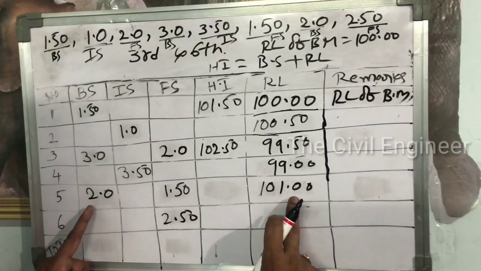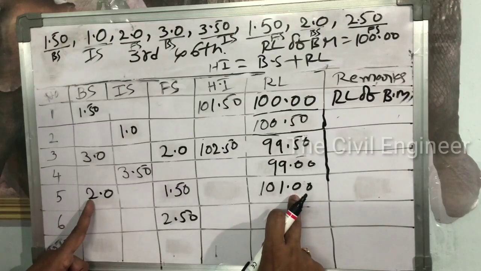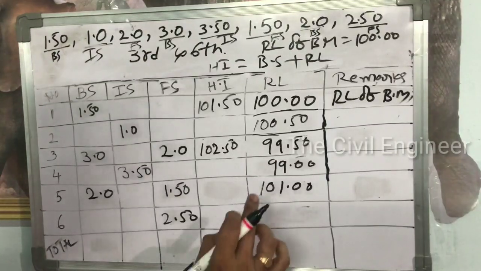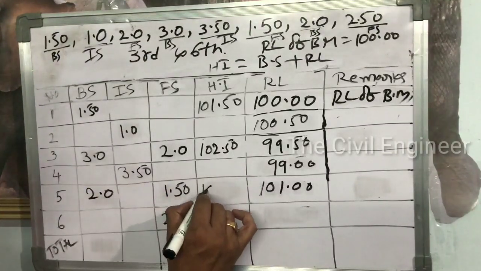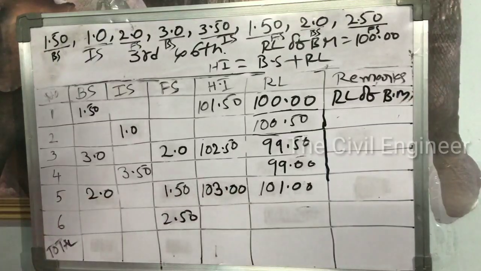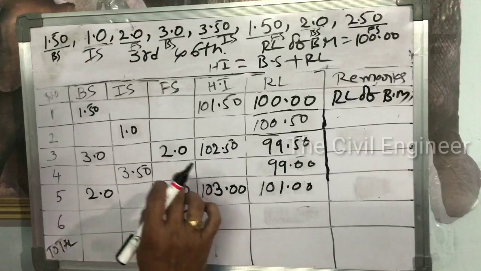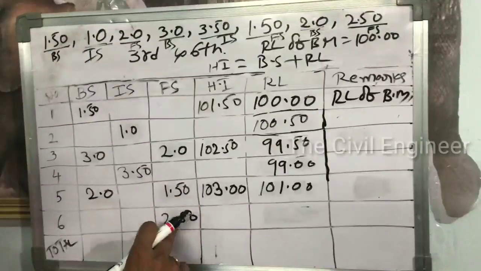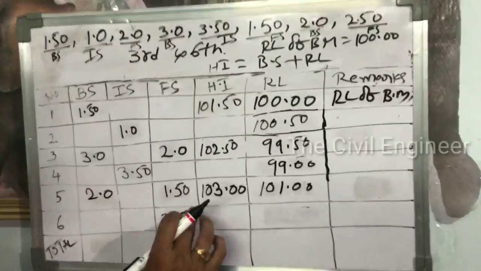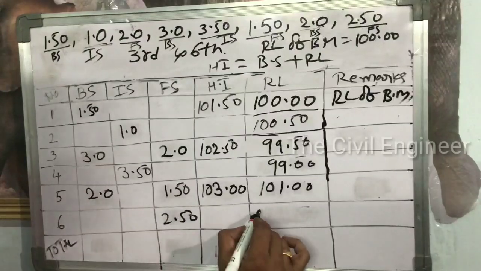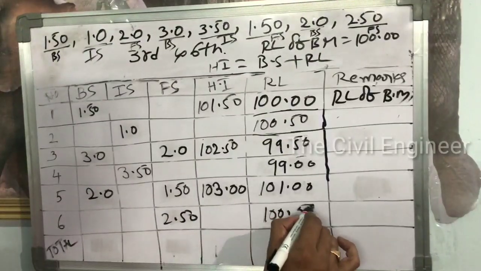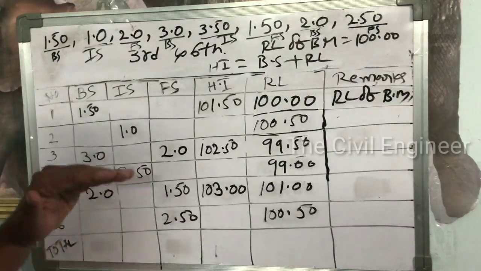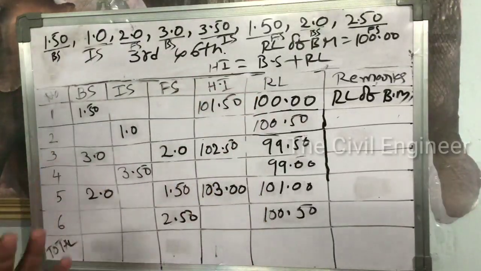Again there is another height of instrument, as there is an RL and backside. Whenever there is a backside and RL, the HI value may vary. So 101 plus 2 is equal to 103.00. 103.00 is another HI value. Now from HI again the same process. There is no IS, so HI minus FS, 103.00 minus 2.50, is equal to 100.50. In such a way we can find the RLs of all the ground points.